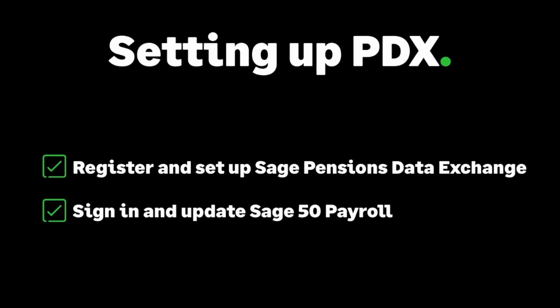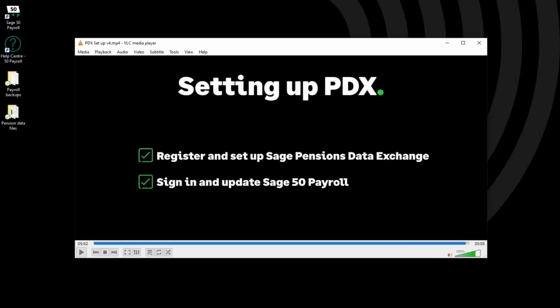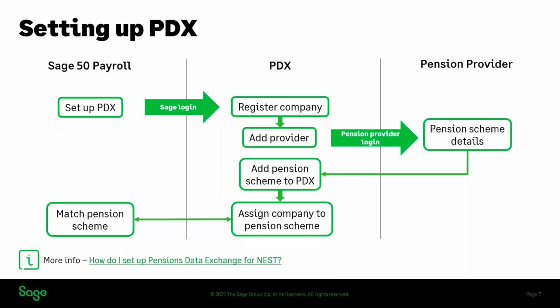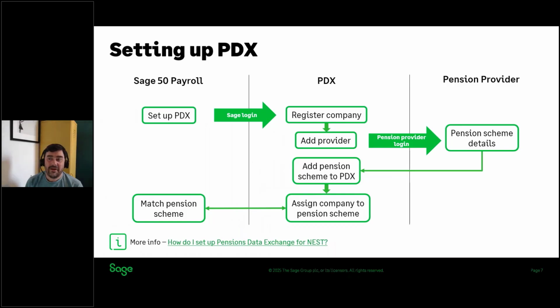So that is how you get set up. And just to summarize those steps in a nice little flow chart, what we've just done there is we've set up PDX starting from our pensions module settings. You enter a Sage login, which links your payroll to your management center. And from there, you register your company and you can add your providers.